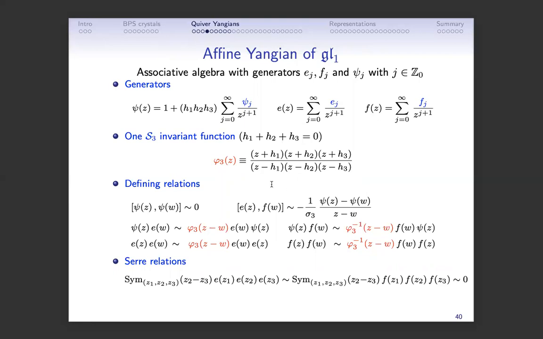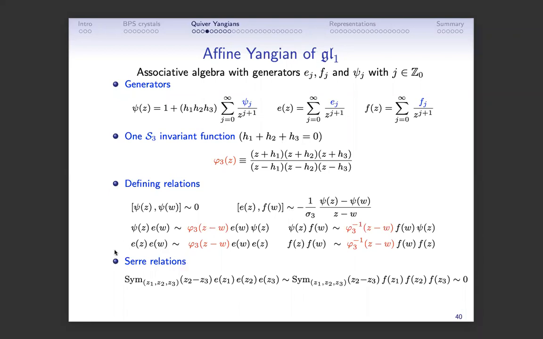In the definition, we have 2 equivariant parameters, in terms of this h1, h2, h3 summing up to 0. The main ingredient is this cubic rational function here. This is the defining relation here. This is the Cartan relation, and this is the relation between the raising operator and lowering operator, and also the serre relation.